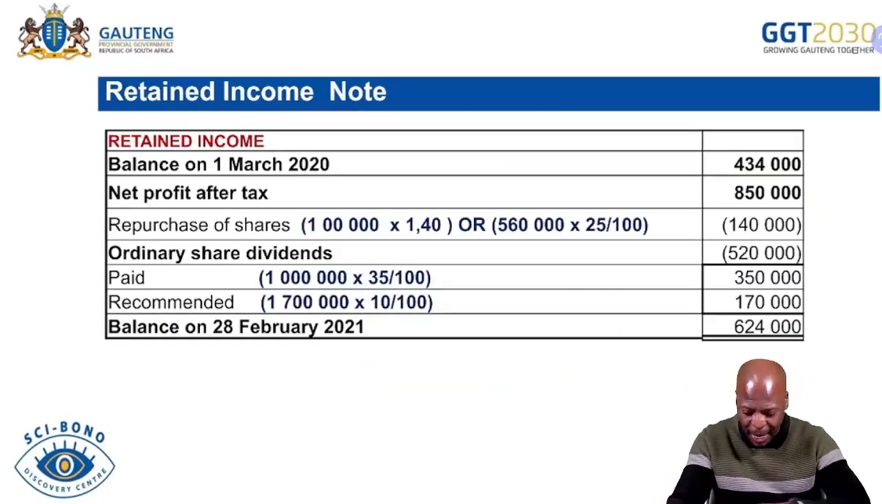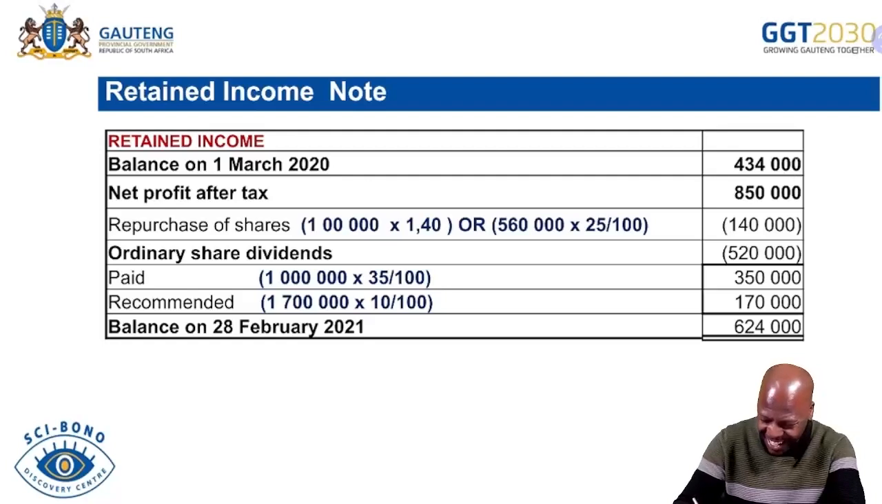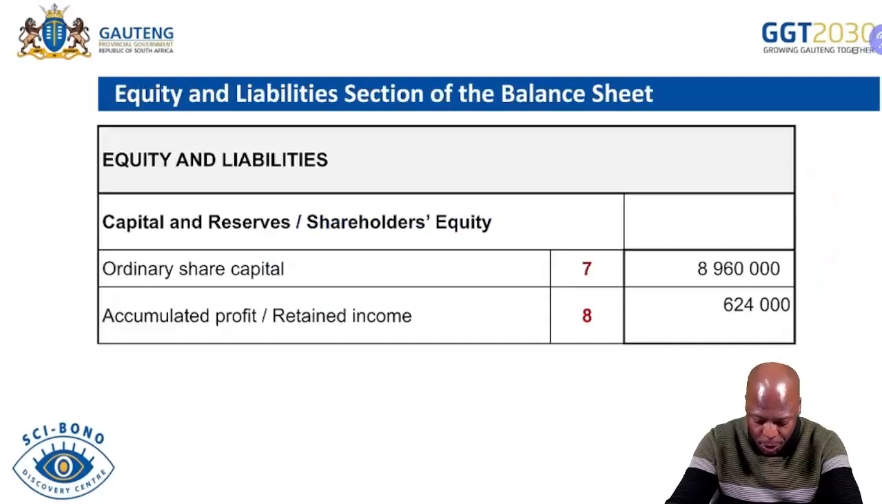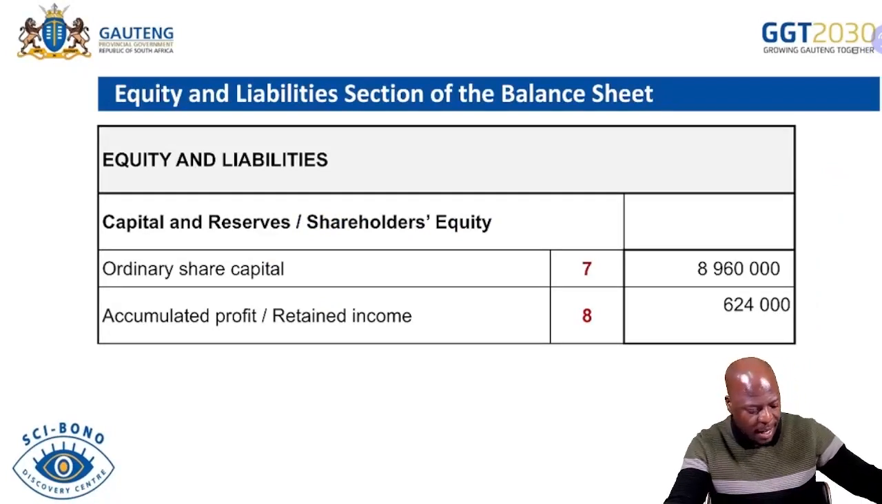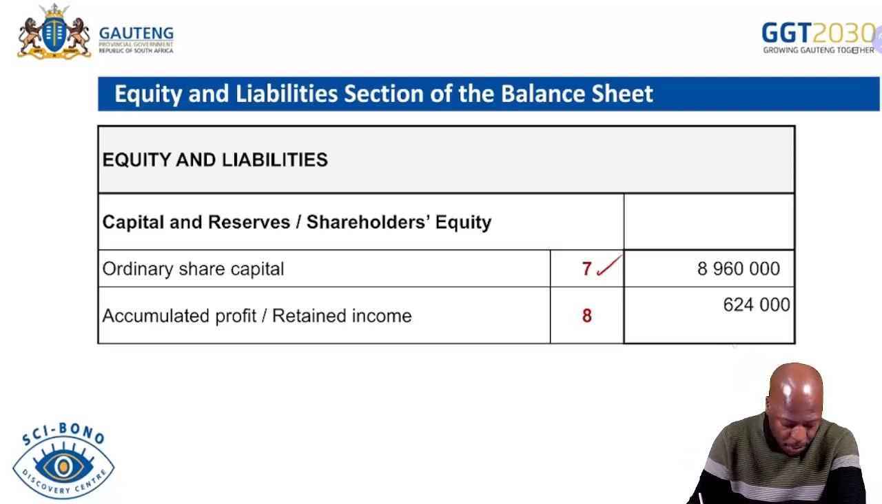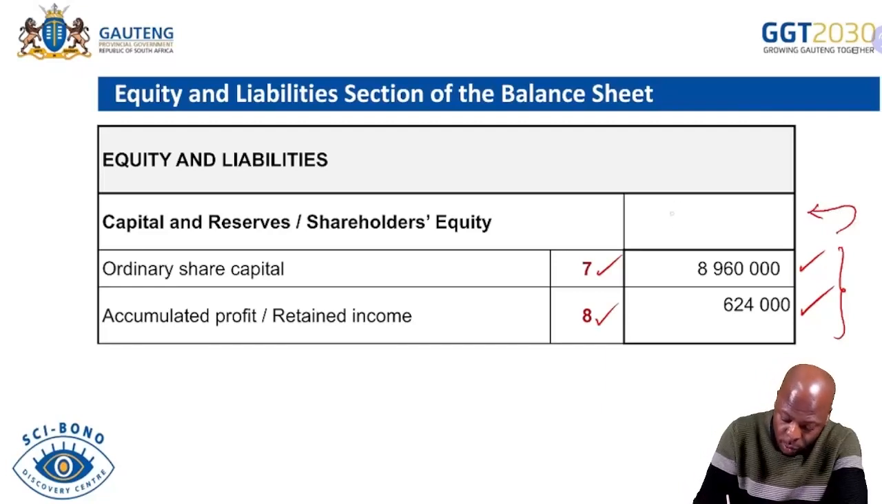Okay, this is here now, properly written. So you can see your balance at the beginning, your net profit, and this is the 140 that we got. And then your total of the interim and the final, and these are the figures, and we end up with our 624 down there. Let's quickly rush. I would want to show you how it would then appear in the balance sheet. So here's my note number 7, which is my 8,960,000. Remember, we got this. And then retained income, which is note number 8, 624,000. When you add these two, they will then give you a total of 9,584,000.